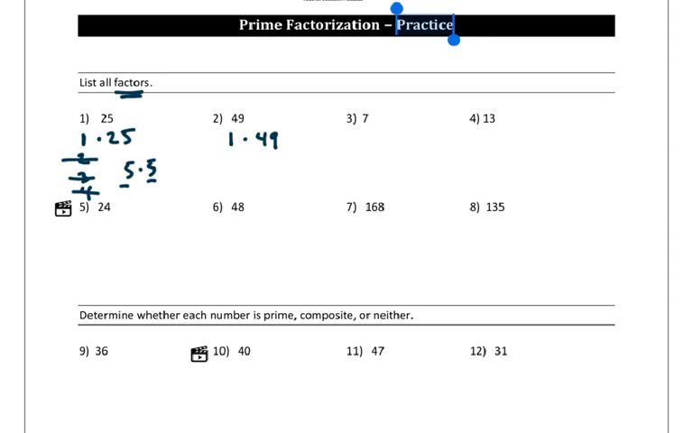What about 5? No, it doesn't end in a 0 or 5. What about 6? Well, we said 2 and 3 don't work, so 6 can't work. What about 7? So I recall that 7 times 7 is 49. There you go. Now the next 2 are pretty cool. I like the next 2 because they are prime. So because they are prime, it's just 1 and 7 and 1 and 13.